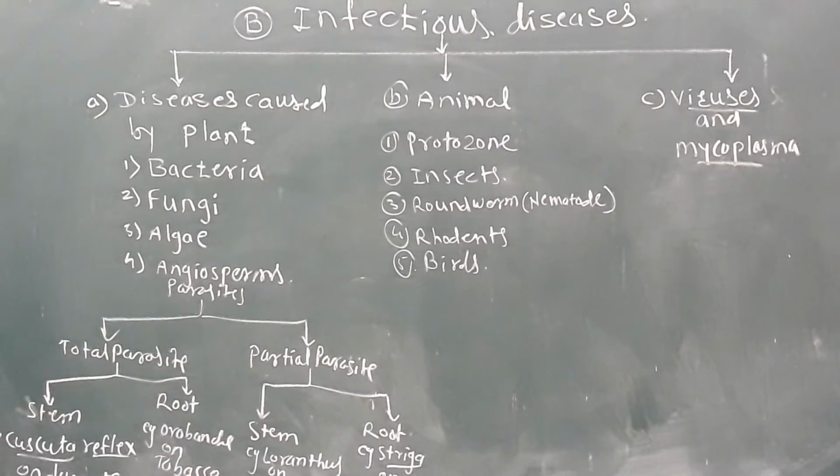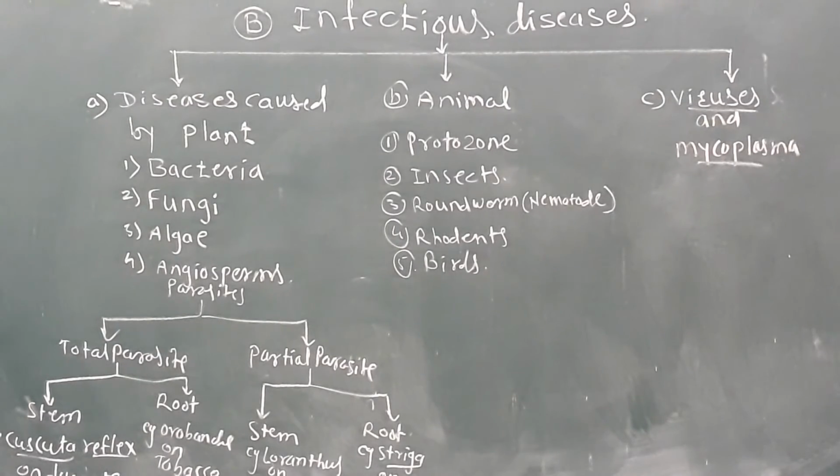Then there are some rodents. Rodents means gnawing animals. Rodents can tear out the root system as well as the stem, and sometimes the total plant body can be torn, or the plant parts can be disturbed by these rodents. An example of rodents is the rat. Rats can reduce the economic value of several crops also.